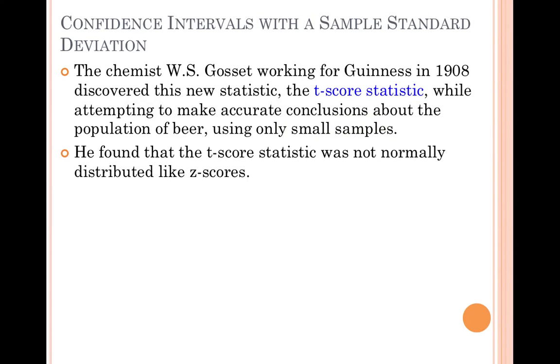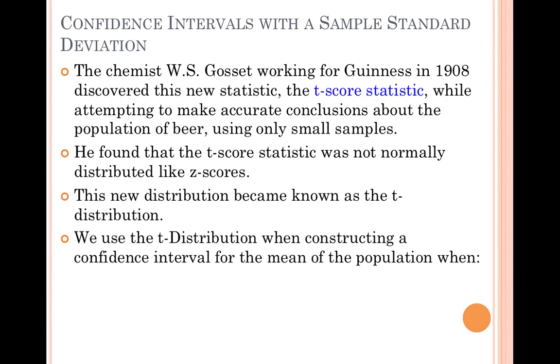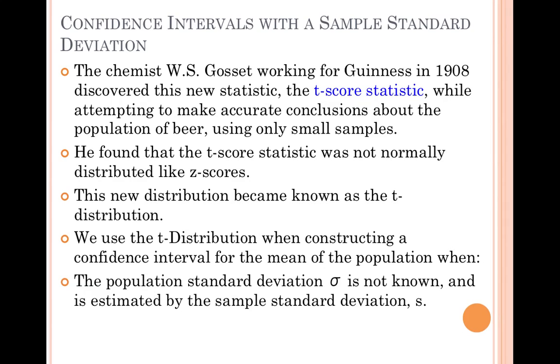He found that the t-score statistic was not normally distributed like z-scores. The new distribution became known as the t-distribution. We use the t-distribution when constructing a confidence interval for the mean of the population when the population standard deviation sigma is not known and is estimated by the sample standard deviation S. So in this second type of problem, sigma will not be provided to you. Rather, the sample standard deviation S is going to be provided to you.